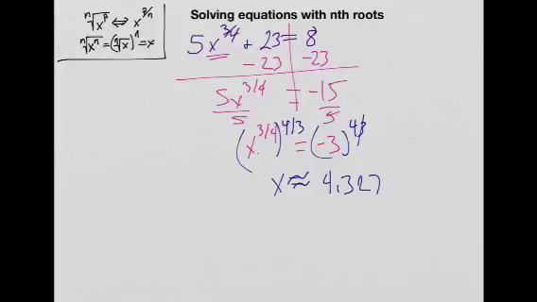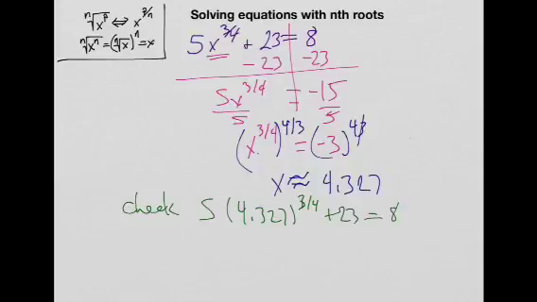But here's the rub. If we go ahead and check this, 5 times 4.327 to the 3/4 power plus 23, you're going to end up with 38 equals 8, which does not check. And your problem comes right here.